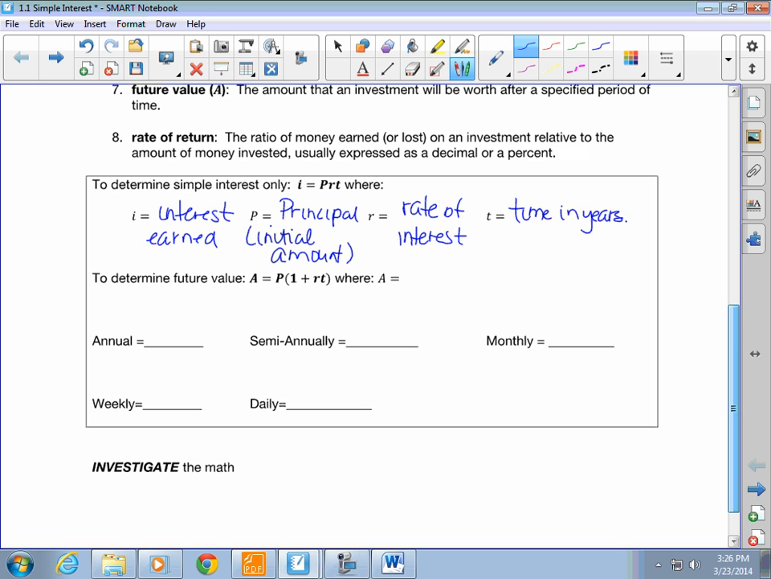So to determine future value using the simple interest formula, it's A = P(1 + RT). So instead of just being P times RT, it's 1 plus that. Where A is equal to your future value. Another way to write this is if I actually just distributed that P, so A is equal to P plus PRT. Oops, that should be a little r.